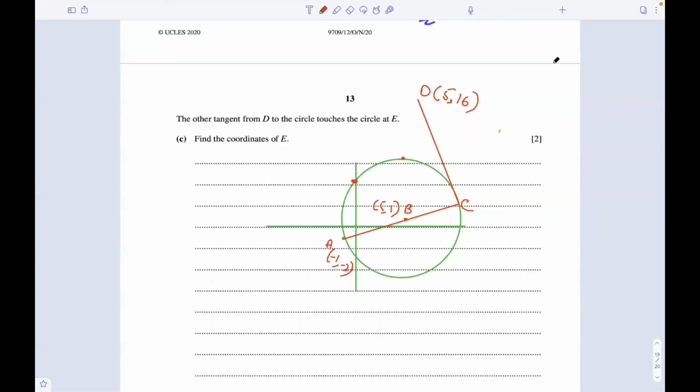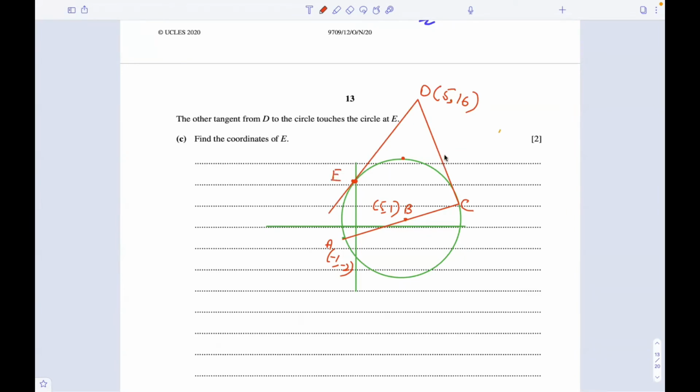Now in this part, we have that there is a tangent from D that touches the circle at E. We have to find the coordinates of E. Now it is always easier to understand these questions if you are able to draw a rough diagram. So in this question, we have B, which is the center. A has coordinates (-1, -2), AC is the diameter, and D has coordinates (5, 16). And the other tangent from D is touching the circle at E. So if we draw a line from D, the point E would be roughly over here.